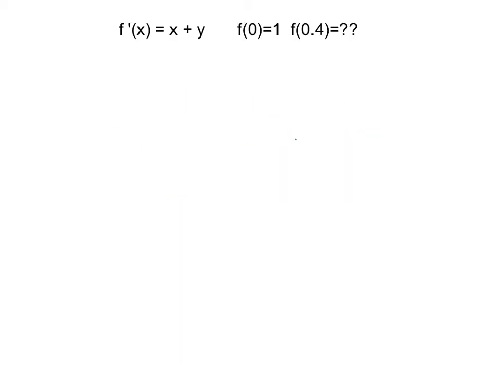Let's look at this differential equation, dy/dx equals x plus y. We have an initial condition, f of 0 is 1. That's like having a point in your slope field. So there is a particular solution, and we're estimating the y value when x is 0.4.